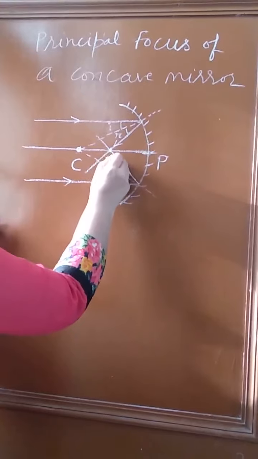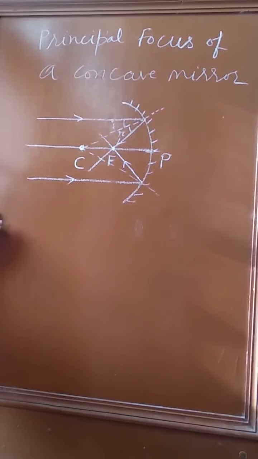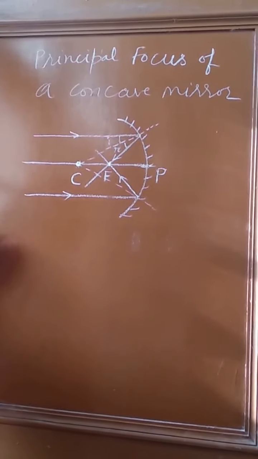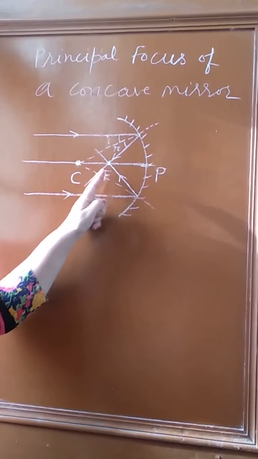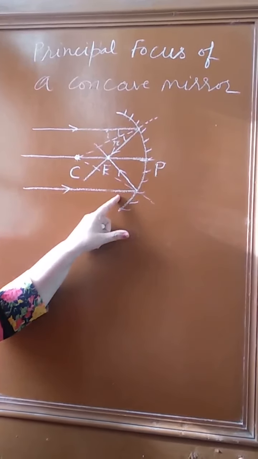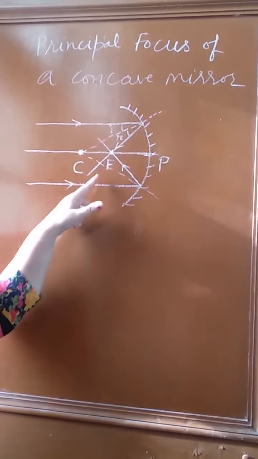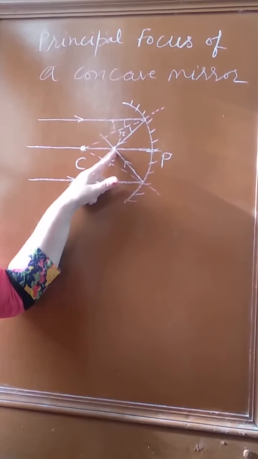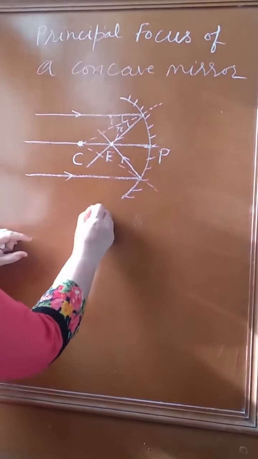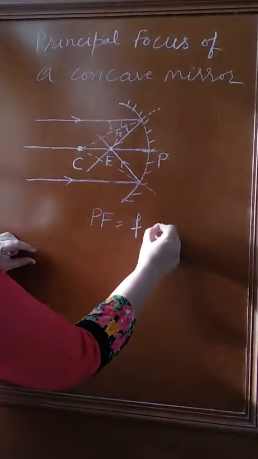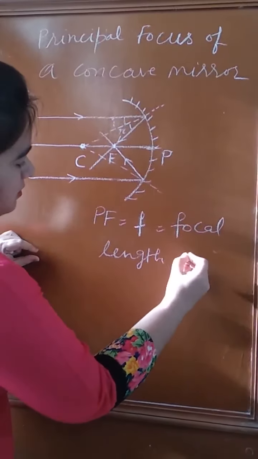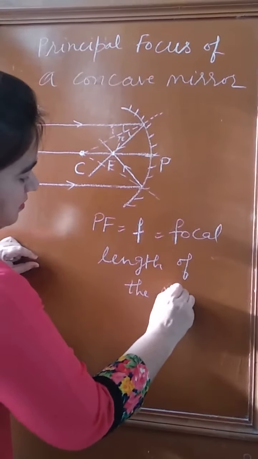This point where these reflected rays actually meet is called the principal focus of a concave mirror. So, what is the principal focus? It is a point on the principal axis where a number of rays parallel to the principal axis meet after reflection. This point is called the principal focus of the concave mirror. Now PF is equal to small f. This is called the focal length of the mirror.